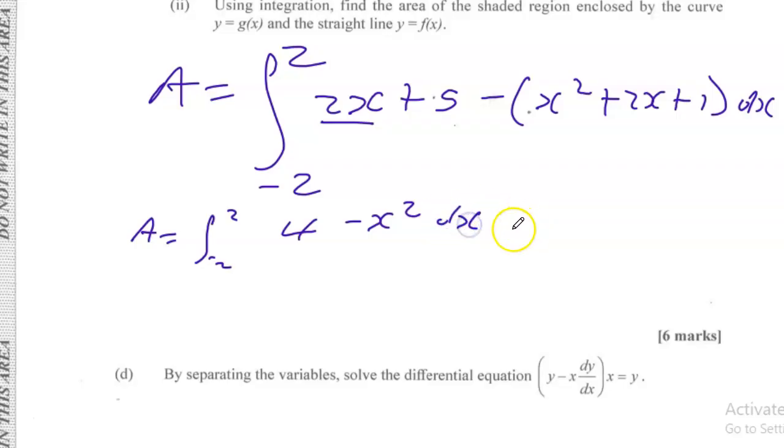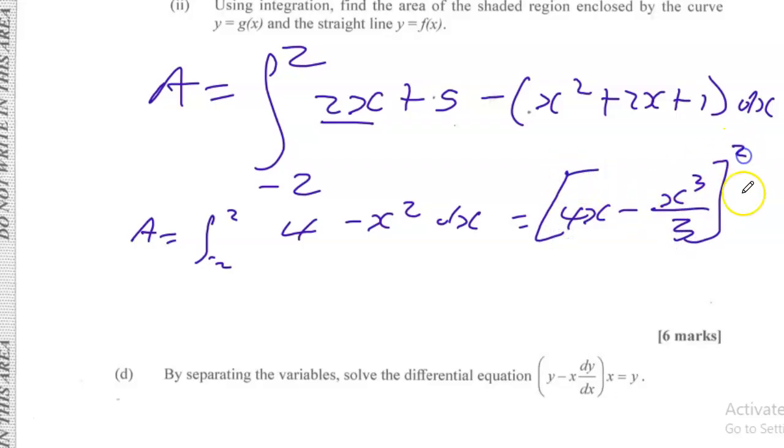Alright, if we integrate this, we'll end up with, integrate 4, we get 4x. Integrate x squared, we get x cubed over 3. And the limits here are 2 and minus 2, right? How do we calculate this? In one bracket, we replace x with 2. In the other bracket, we replace x with negative 2.